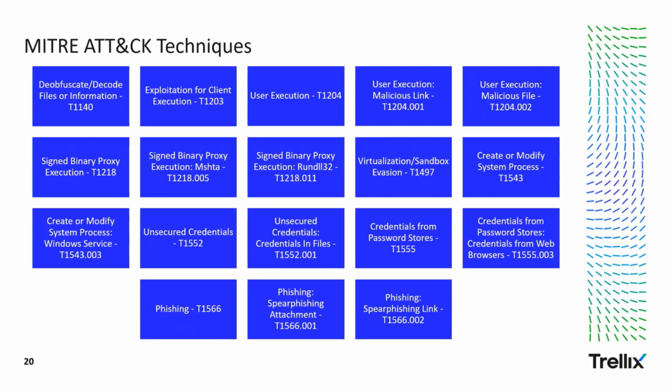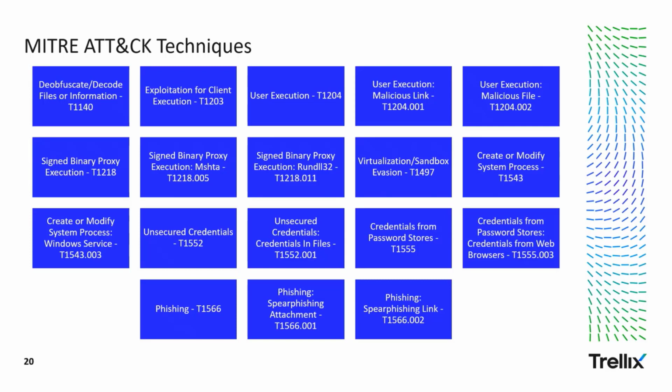The next one that we're going to look at is signed binary proxy execution, which is technique T1218. In this case, adversaries may bypass process and/or signature-based defenses by proxying execution of malicious content with signed binaries. In the case of Emotet, we see a couple of different ones. We see technique T1218.005, which is MSHTA, as well as Rundll32, which is technique T1218.001.